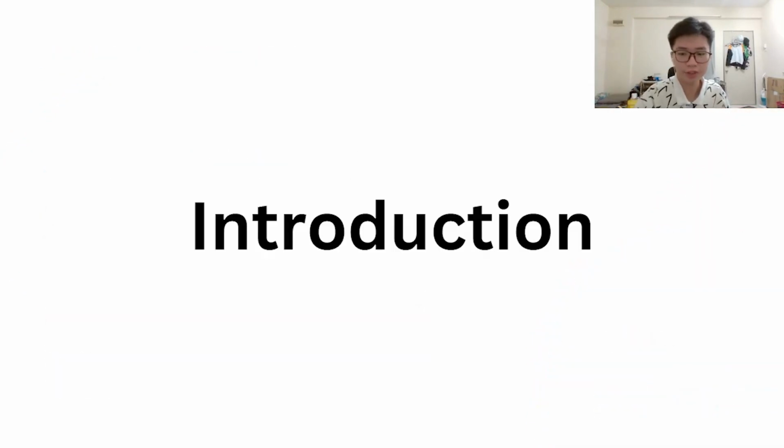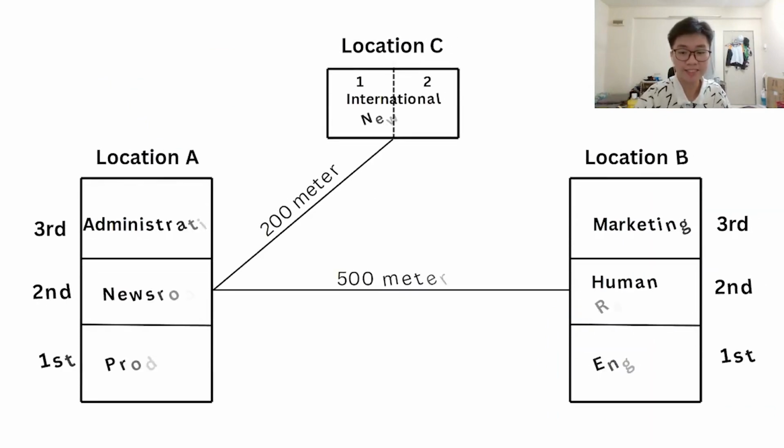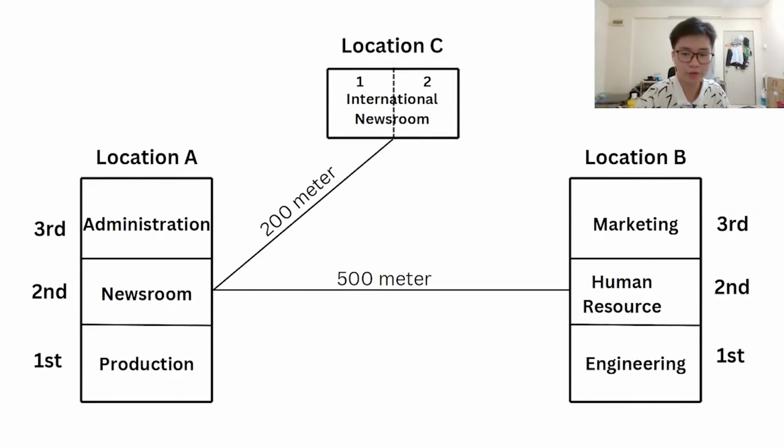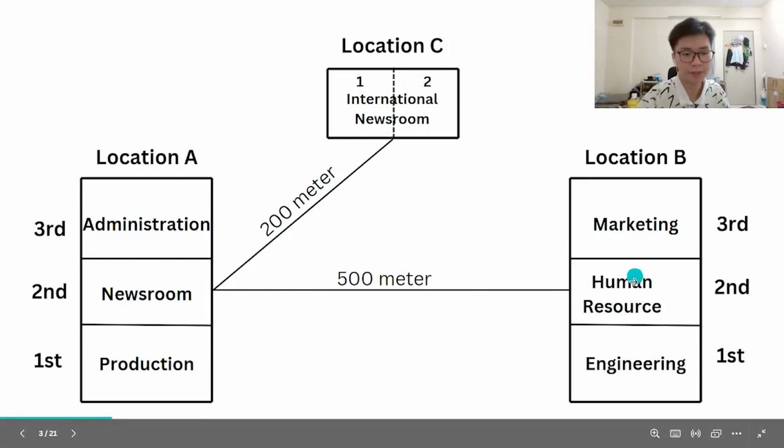For the first one is Introduction. So we have been assigned with designing a local area network for the small medium-sized organization called Media Wave Broadcaster. And I've made the structure diagram to let you more easily understand the actual situation. In this diagram, you can see they have three locations, which is location A, B, and C. Location A and B both have three floors, and each floor has one department, which is administration department, newsroom department, production department, marketing department, human resource department, and engineering department.